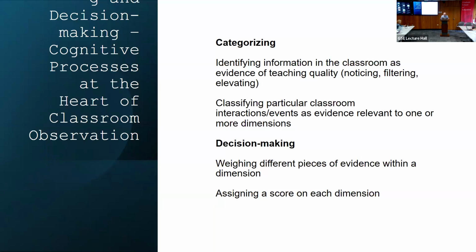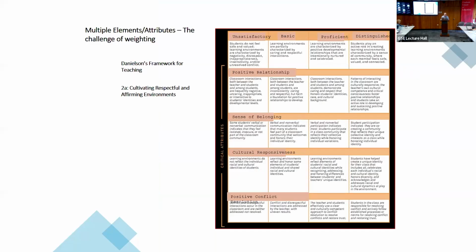Like, what are you going to notice? I mean, do you pay attention to the clock? Probably not. Do you pay attention to the clothes the kids are wearing? Probably not. But maybe you are implicitly, and that's a problem. So you're filtering lots of information in this huge stimulating environment, and you're elevating certain things too, saying, oh, this is evidence I want to pay attention to. And then you have to take all of that and classify particular interactions as evidence relative to one or more dimensions. And then there's a whole bunch of decision making that has to happen too. And that decision making involves weighting.